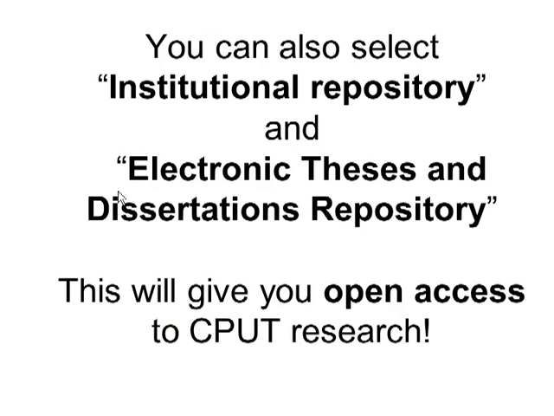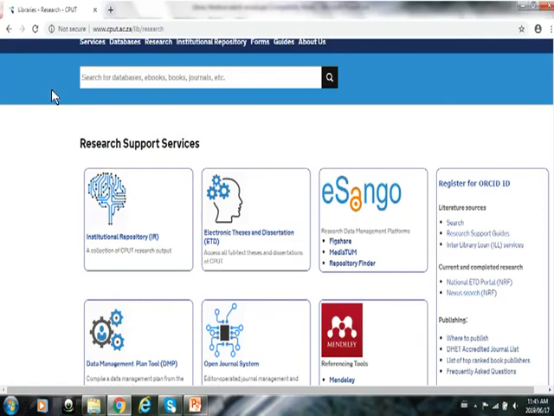But before I get to that, there are two other useful sources of information, and this is open access, so you don't need to be a CPUT student. It's called the Institutional Repository and the Electronic Theses and Dissertations Repository. And this is open access. So if you click research, you'll see here's the Institutional Repository, here's the Electronic Theses and Dissertations. And in there, you'll find articles that CPUT staff and students have published.